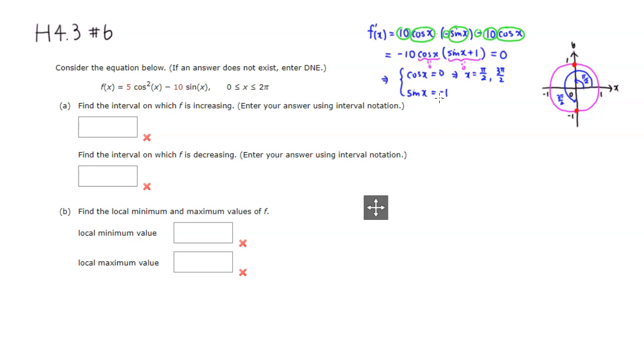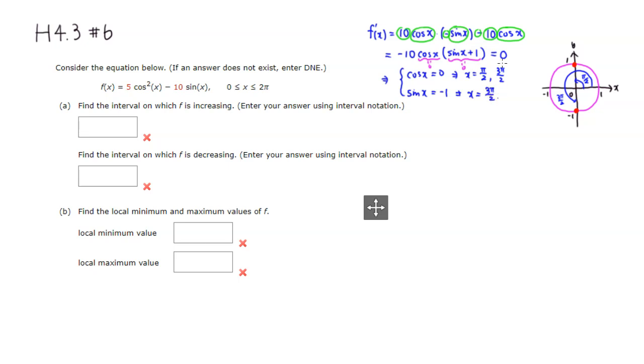And then sine equals negative 1. That means x is going to be equal to, sine is the y-coordinate, so we want the negative 1. It's actually this point, so it's the same answer as 3 pi over 2.